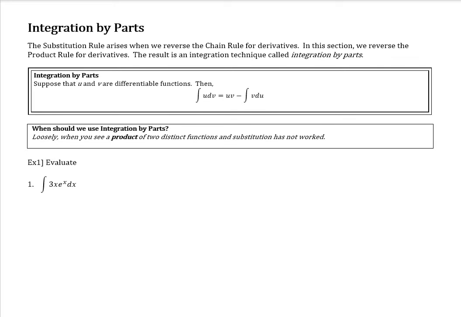Hi everyone, welcome to our video on integration by parts. Integration by parts is used when the substitution rule doesn't work.